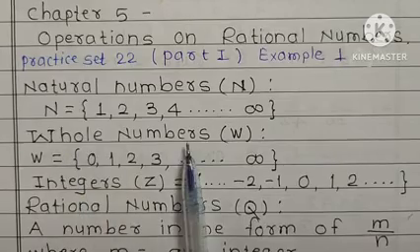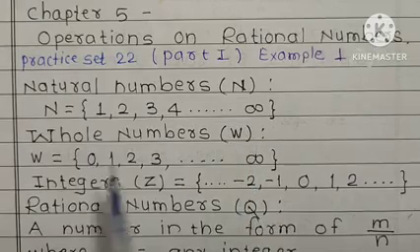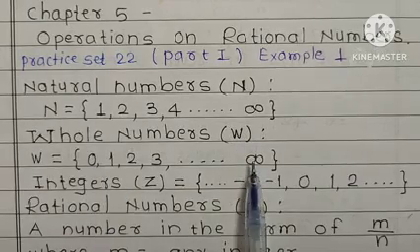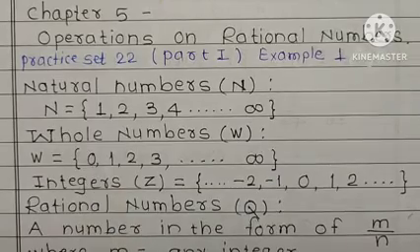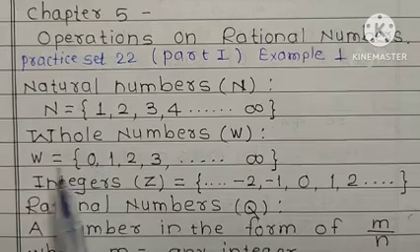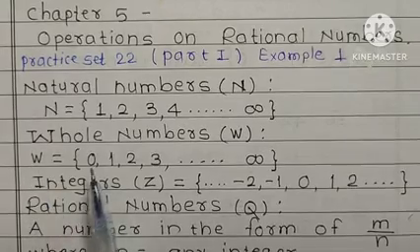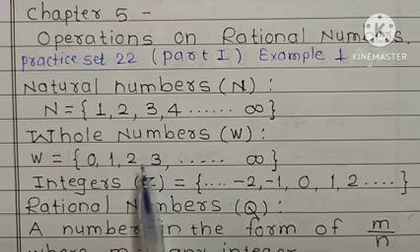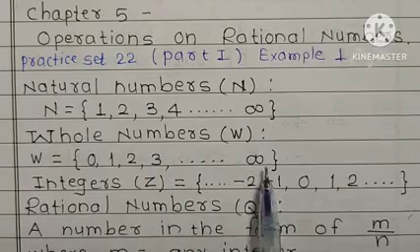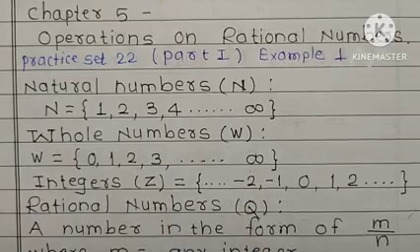Second, whole numbers. This set is denoted by W. In this set, all natural numbers are included with 0. This is the extra element added in the set of whole numbers. So, starting from 0, 1, 2, 3 up to infinity are elements of whole numbers.